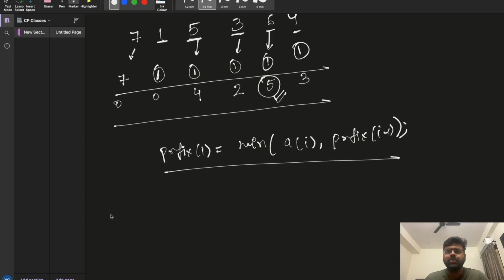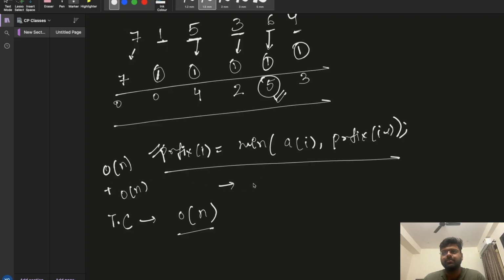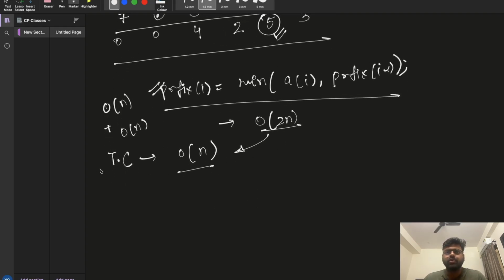And if we talk about the time complexity, it would simply be big O of n, because we are finding the prefix in big O of n, plus the added time of finding the maximum profit, which is big O of n. So it would be big O of 2n, and that would simply be big O of n. So this approach would work.